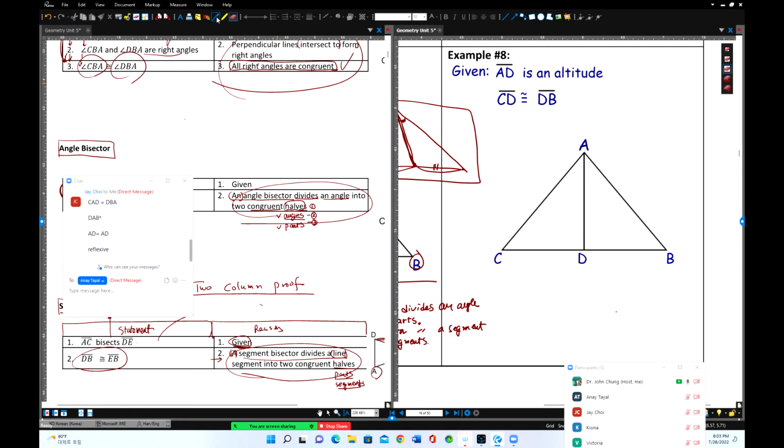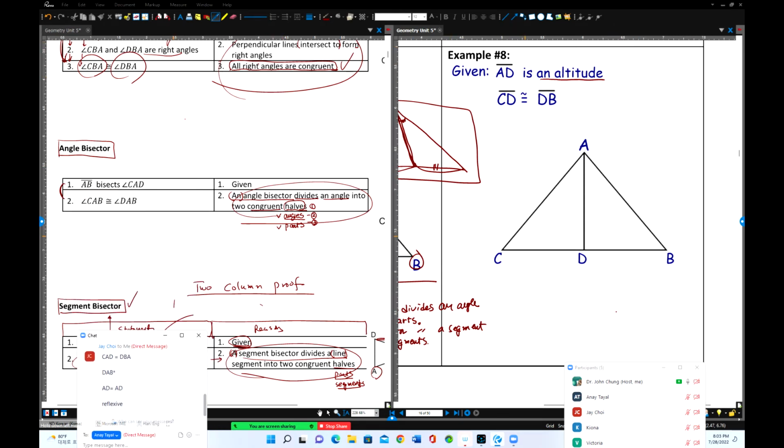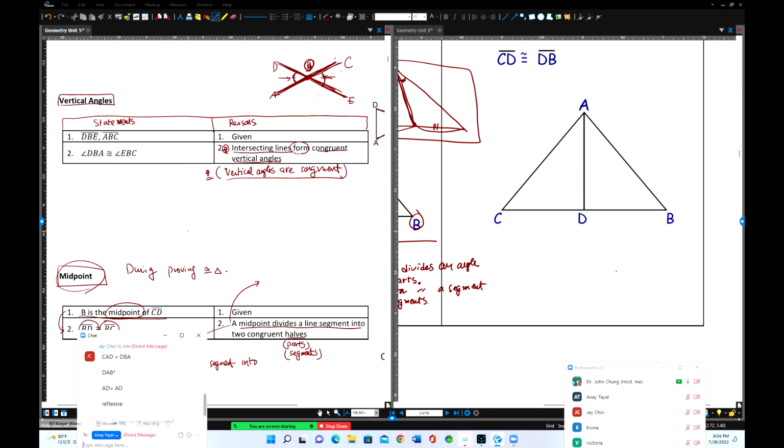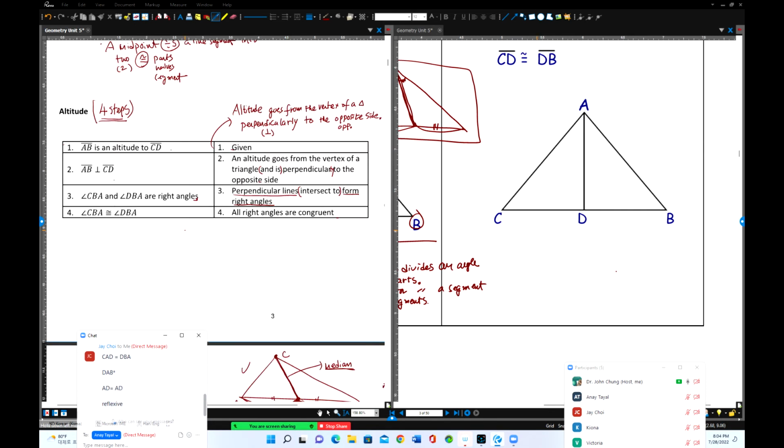Example number 8. We have two givens there, okay? This time we got another different one: altitude. When you have an altitude, I'm going to show you. This is an altitude, one more step. Can you see it over here? An altitude takes these 3 steps. The total is 4 steps. Okay. Don't forget this one.